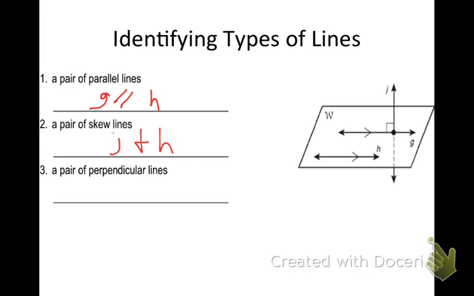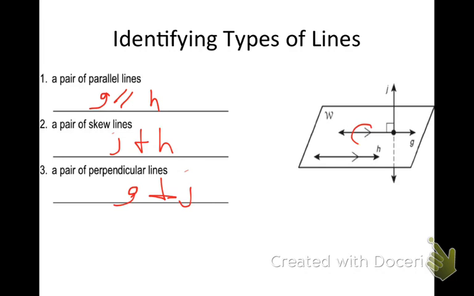And then which ones would be a pair of perpendicular, McCoolidge? Perpendicular? Which ones? Not H. H and G would be parallel, right? So which one then? Perpendicular means they're going to meet at a right angle. Oh, so G and J. Yep, so G is perpendicular to J.